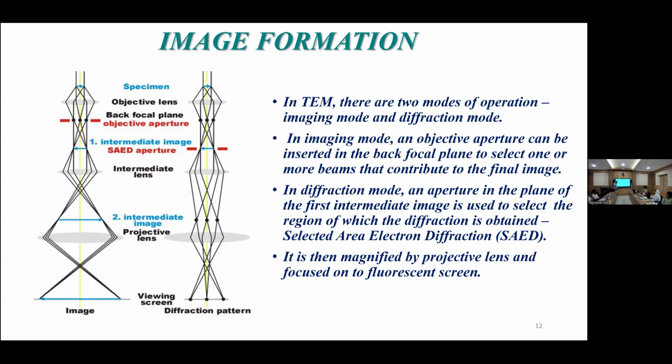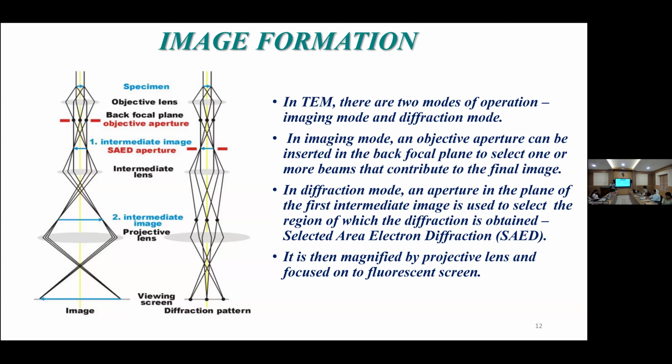Here the objective aperture is on the axis. If it is in the imaging mode, we call it bright field mode, where the source and the detector are all on the same axis. So we will get a bright field image, where the background is bright and the image is dark. That is because in imaging mode, we are using projection type.